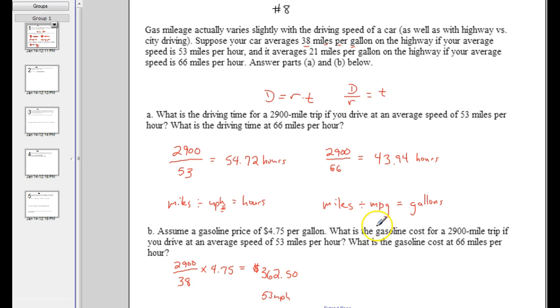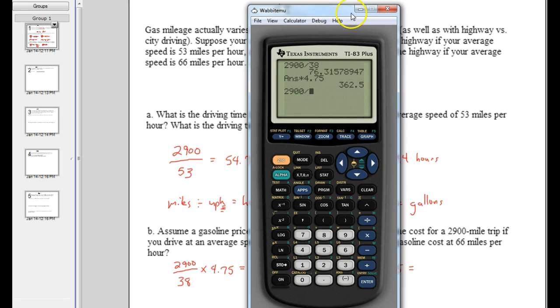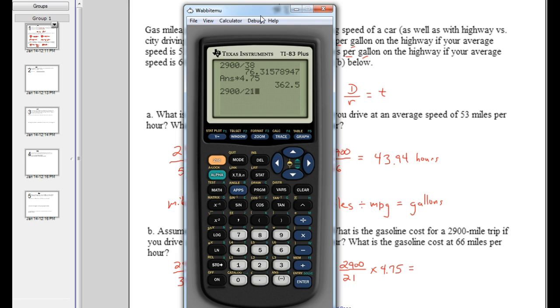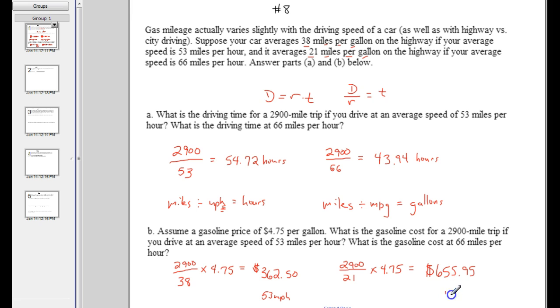Now, if I average 66 miles per hour, my miles per gallon falls all the way down to 21 miles per gallon. That setup is going to look like this. If I repeat the process, 2,900 divided by, instead of 38, I'm dividing by 21, and then multiplying by 4.75. There's $655.95. And again, that's if I'm going 66 miles per hour.